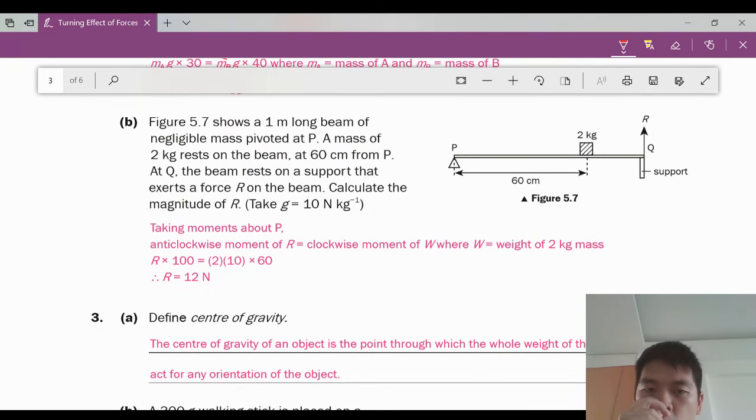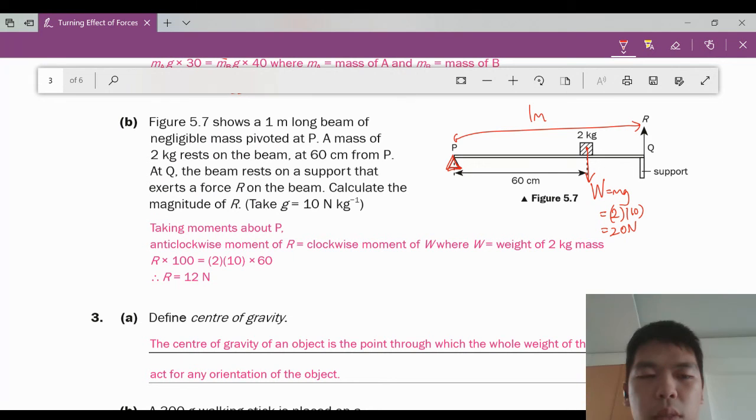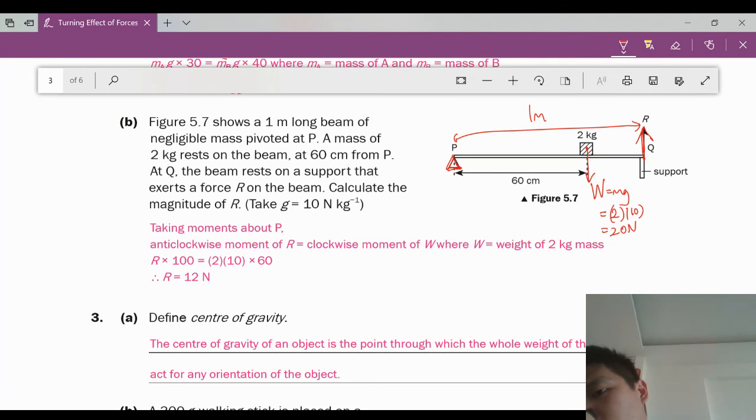Figure 5.7 shows a 1 meter long beam. So they will tell you that this is 1 meter. That means from here all the way to here is 1 meter. It's pivoted about P, so this is the pivot. A mass of 2 kg rests on the beam, so there is mass, that means there's a force, weight. We can automatically calculate that the weight W is equals to mg, which is equals to 2 times 10, which is 20 newtons, so that will save us a bit of trouble. And it's 60 cm from P. At Q, the beam rests on a support that exerts a force R, so there's another force R here. Because there's a support, it pushes it upwards. Calculate the magnitude of R.